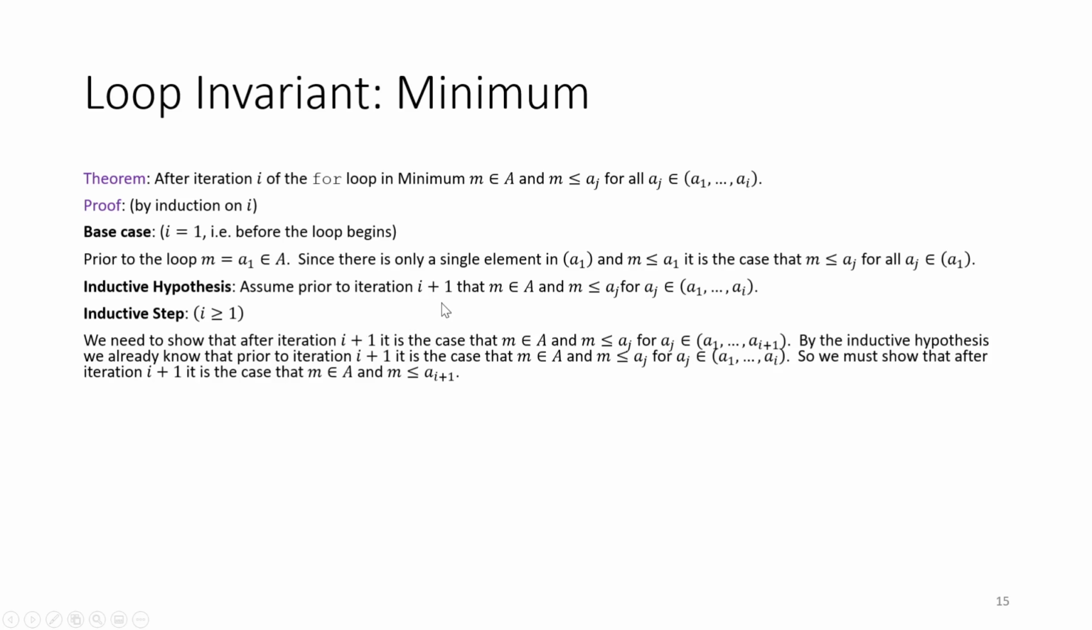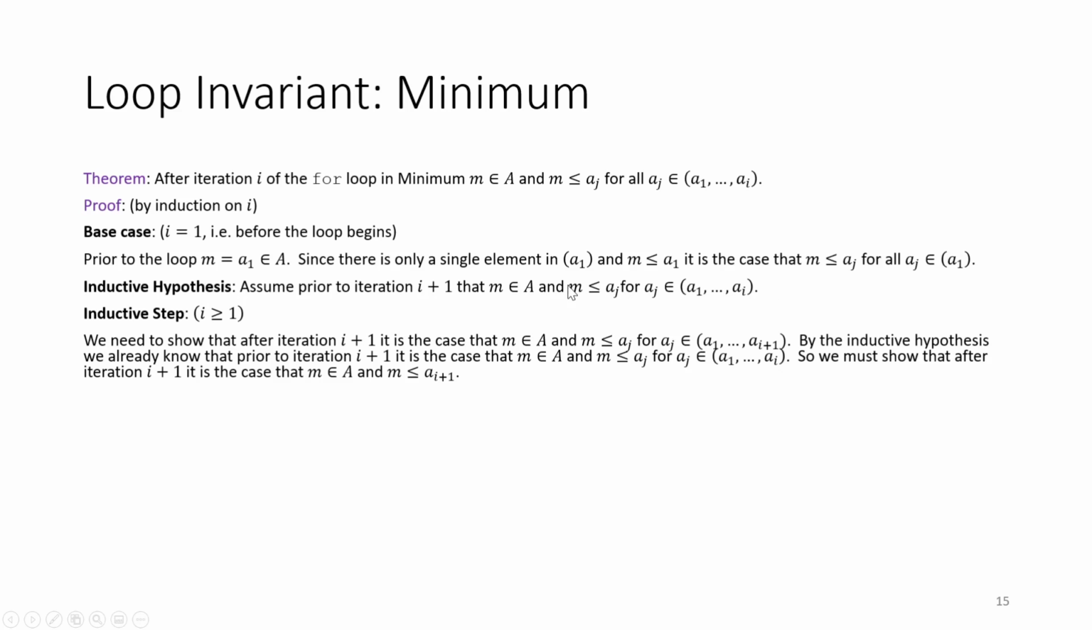Okay, now I'm going to start us out here by, again, doing a little bit of that, telling my reader what I need to show. And we just said this as we were setting this up. What do we need to show after iteration i plus 1? That m is still an element of A, and it is now less than all the elements up to and including a_(i+1). Now, what do we know by our hypothesis?